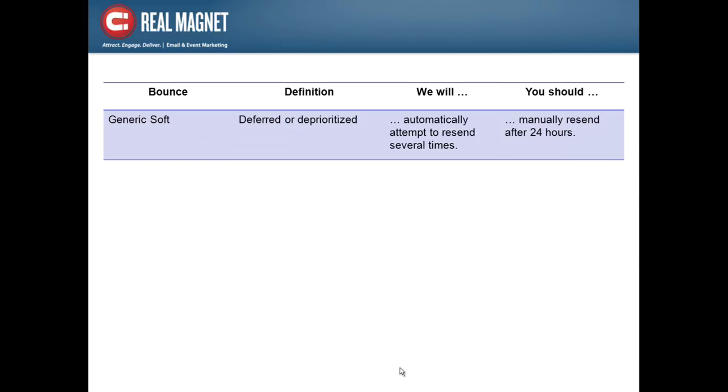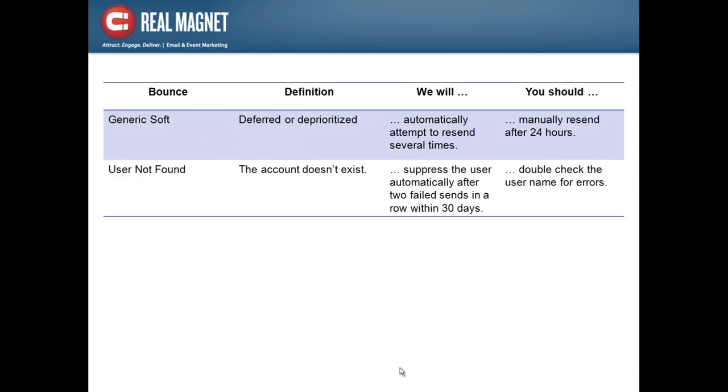If after 24 hours you still have some small remainder of generic soft bounces, you can go in to the Real Magnet application and manually send those generic soft bounces. A less common bounce type is the user not found. That simply means that the account that you're trying to reach simply doesn't exist.